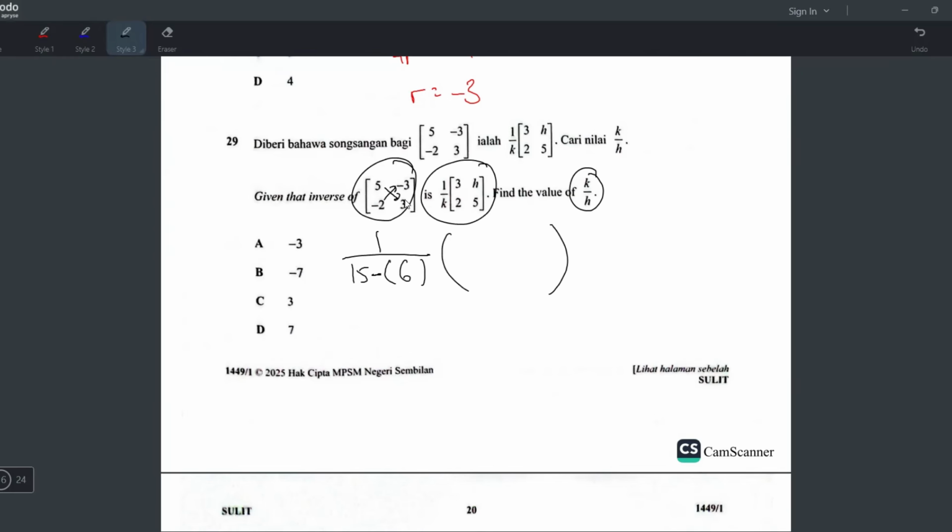Okay, 5 and 3 kena tukar tempat. Negative 3, negative 2 tukar tanda. Okay, sekarang dia akan jadi 15 minus 6 is 9, and then this one is 3, 3, 2, 5.